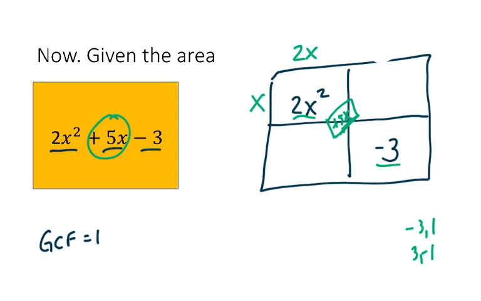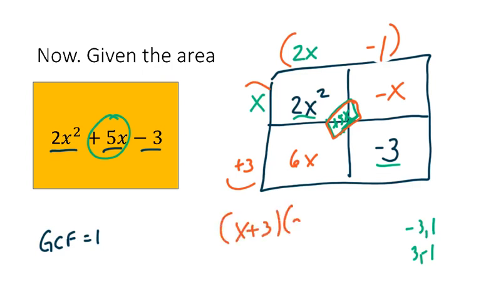So I'd want to try a different combination. This time I'll try positive 3 and negative 1. When I do, I do not get positive 5x. I get just an x, so I know that that combination is not correct. So then I try another combination. This time I'll try negative 1 up here, positive 3 here, so I get 6x, and I get negative 1x. When I add those two together, I do get this positive 5x, so I know that my combination is correct. Now, taking the factored form, this top part is one factor, this side length is the other factor, so I have x plus 3, and I have 2x minus 1, and that is my factored form.